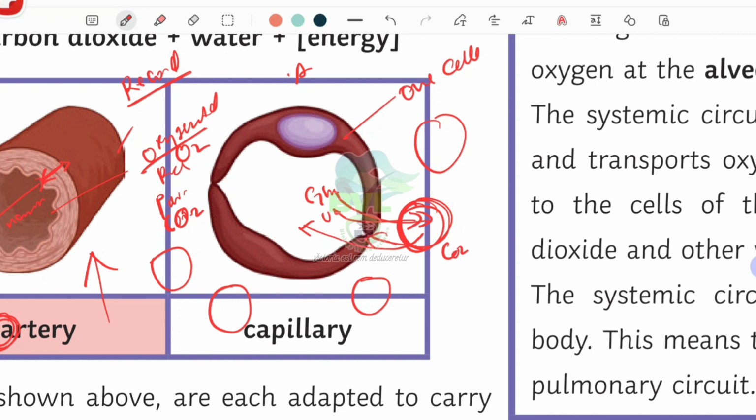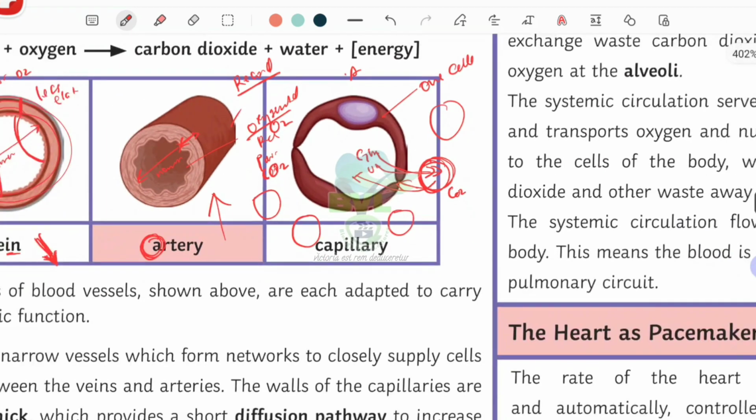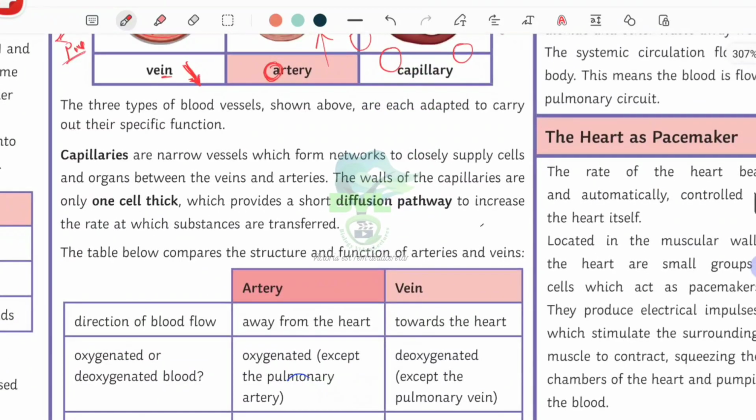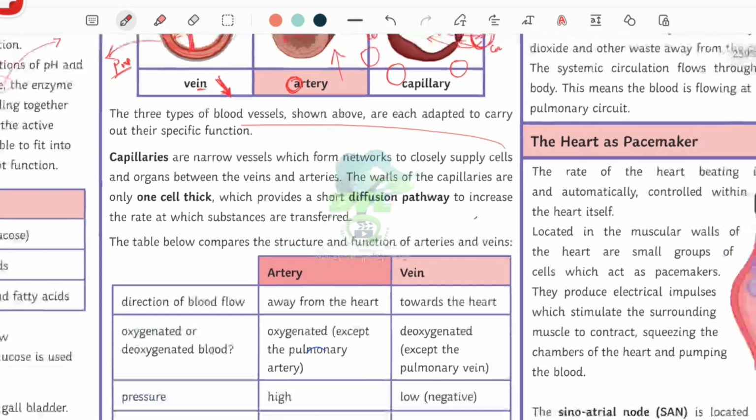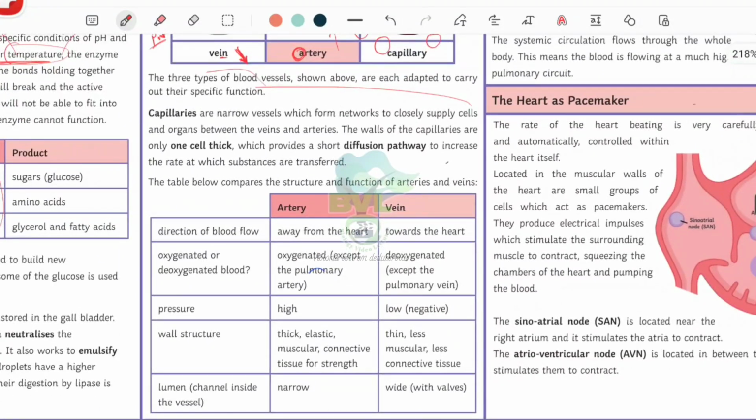If you are asked what the function of the capillary is, the capillary is the site of exchange between the cell and the blood. Basically, that's what the capillary does. At this point, you might want to pause the video to read through this information. I've explained all of those things already, just for you to get it in full.